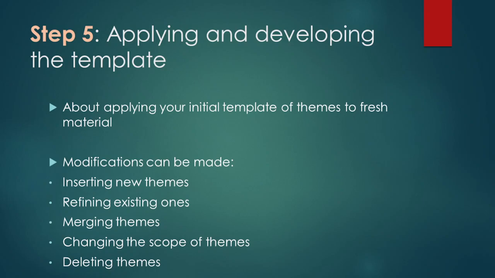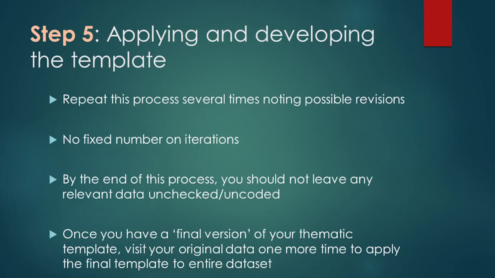Now, once you have developed an initial template of your themes, the template then can get applied to fresh material. This is where further modifications can be made to the themes on your template to incorporate the new material. These modifications could include inserting new themes, refining current ones, merging themes, and changing the scope of your themes, for example, moving some from top to lower level in the template structure. It could also include deleting some of the themes because you find them redundant. This process under step 5 can be repeated several times, noting possible revisions as you go before constructing a new version of your template.